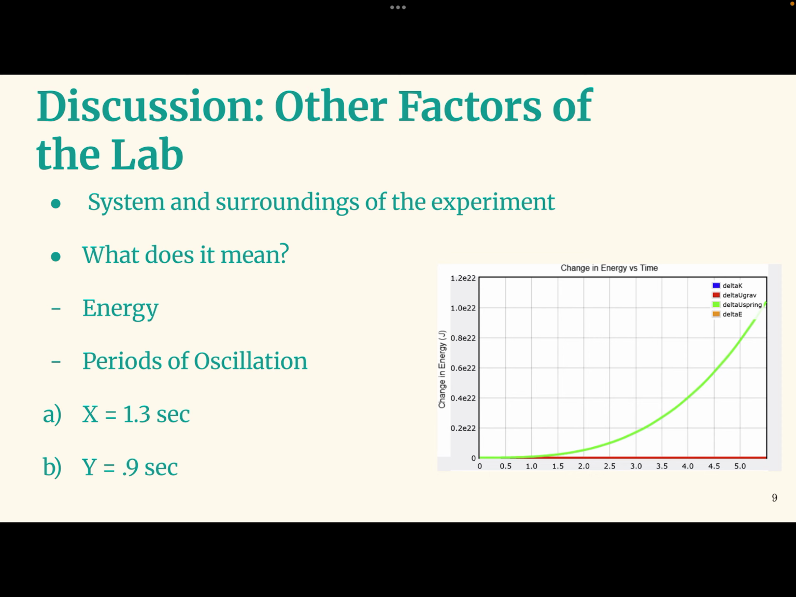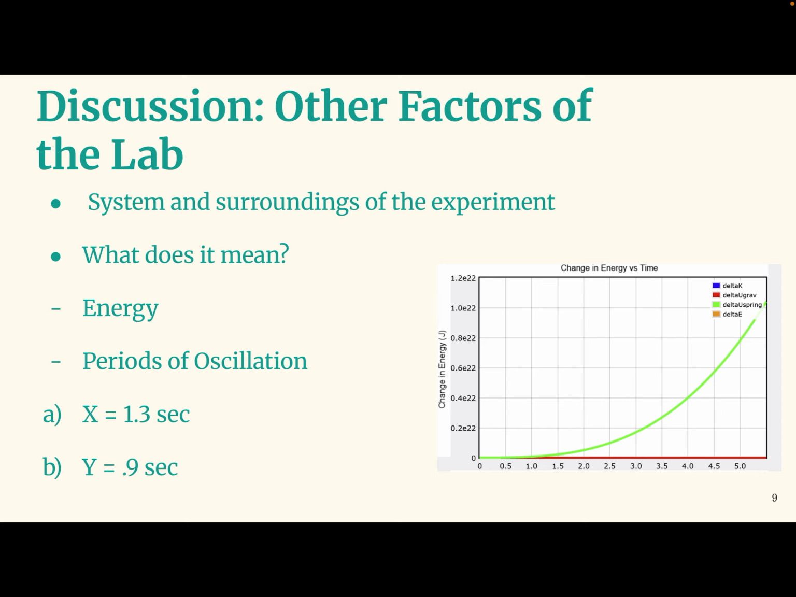Now, our system was the weight, while the surroundings were the spring and the world around it. Now, our two what-does-it-mean questions. First, was the energy principle correctly defined in our experiment? And it was not, because our energy did not remain constant throughout the entire time. Our total energy changed, which is strange, and it did not remain the way it should have.